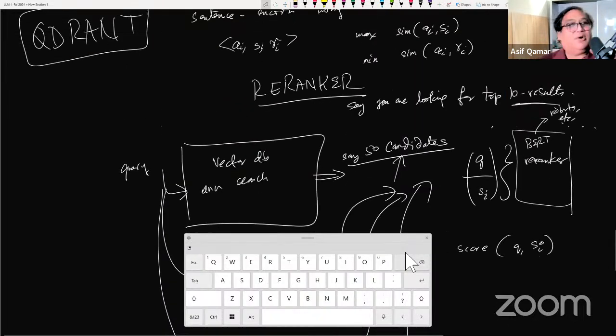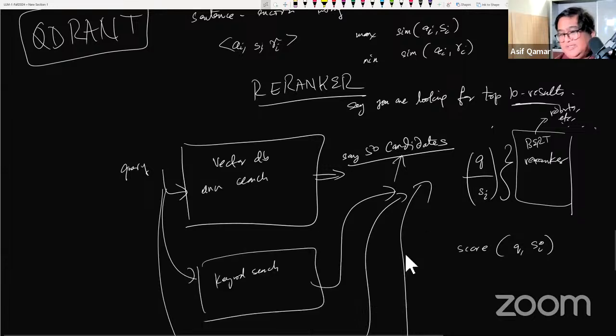But don't you take a performance hit? You don't take a performance hit because, see, you're not comparing your query against 10 million or 100 million documents. You're running this BERT, this re-ranker, which is expensive, no doubt, but against just 50, right? Or 30 or something like that. Suppose your batch size is just 32 or 64. In a single shot, all of the similarities will come out, isn't it?